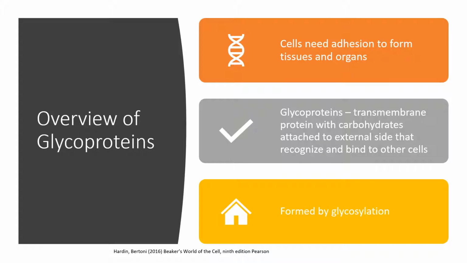A glycoprotein is an amphipathic transmembrane protein with hydrophilic regions exposed on the external side of the plasma membrane that have carbohydrate side chains known as oligosaccharides attached to them. They are formed by glycosylation in the ER and the Golgi apparatus. Glycoproteins are important for cell adhesion that forms long-term adhesions that form tissues and organs.